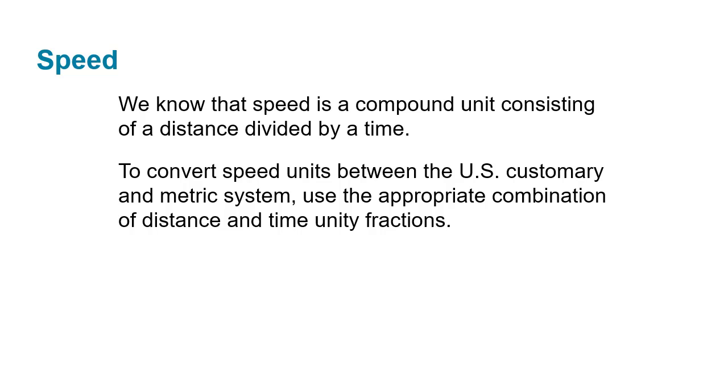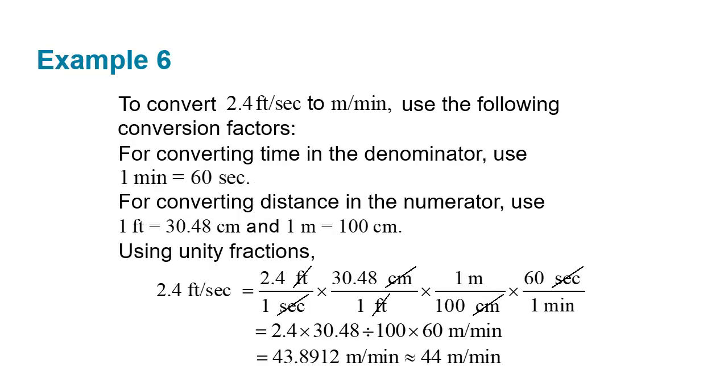Okay, speed. Well, speed for us is miles per hour or feet per second. In the metric system, it's going to be kilometers per hour or centimeters per second or sometimes meters per second. Just depends on how fast something is. So we can do feet per second to meters per minute. So we do 2.4 feet per, remember, per means divided by, so over 1 second. Then we can do 30.48 centimeters in 1 foot. This is basically, you just took 2.54 and multiplied it by 12.